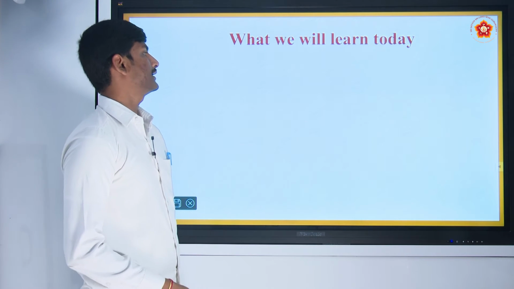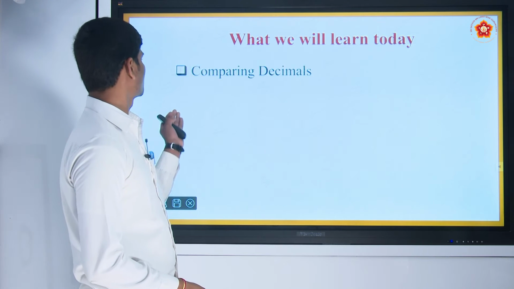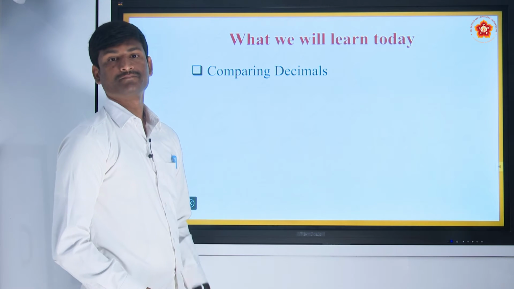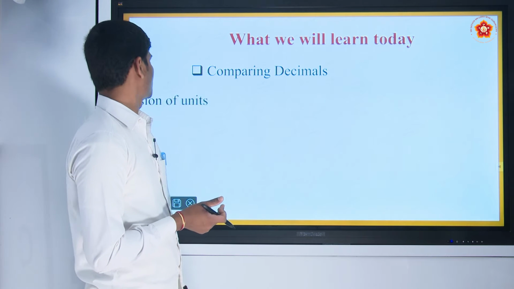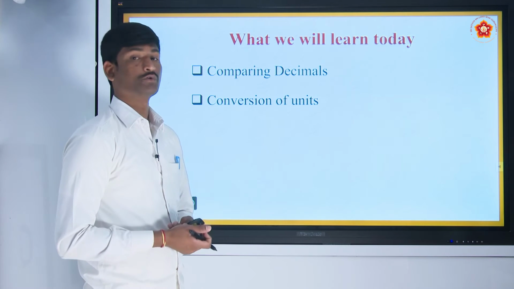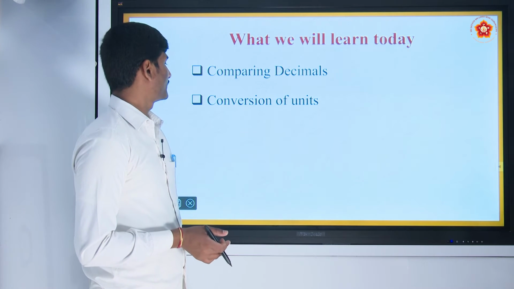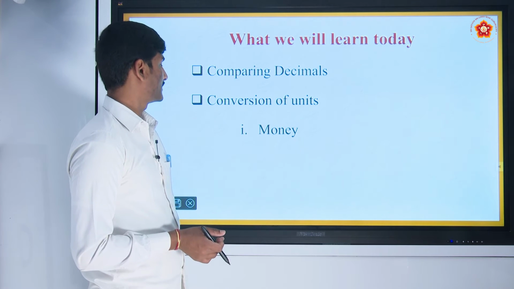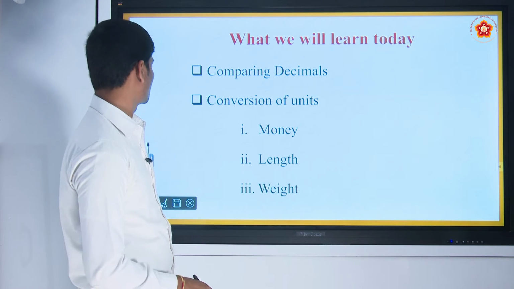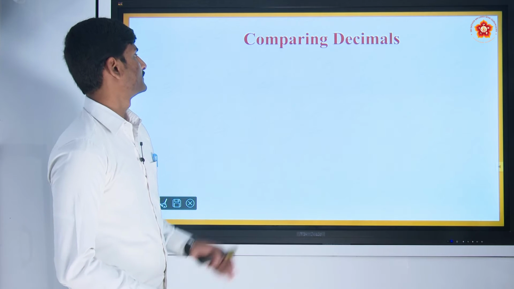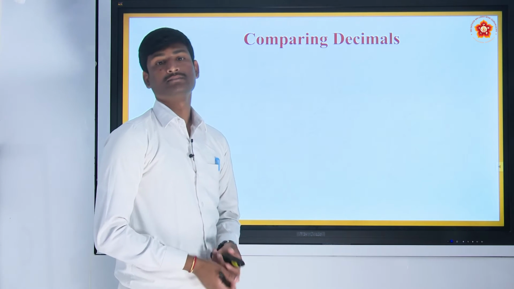Then what we will learn today: comparing decimals, which one is greater and which one is lesser, like that. And conversion of units: money, length and weight. Then we go to comparing decimals.